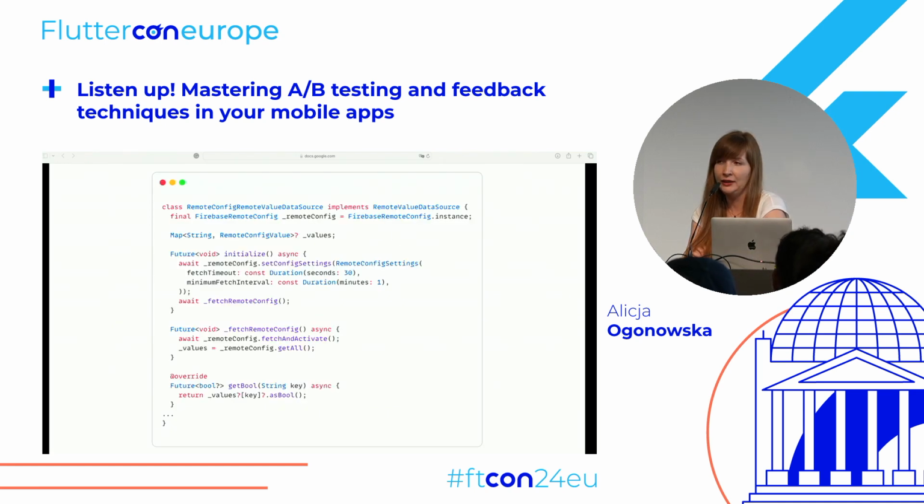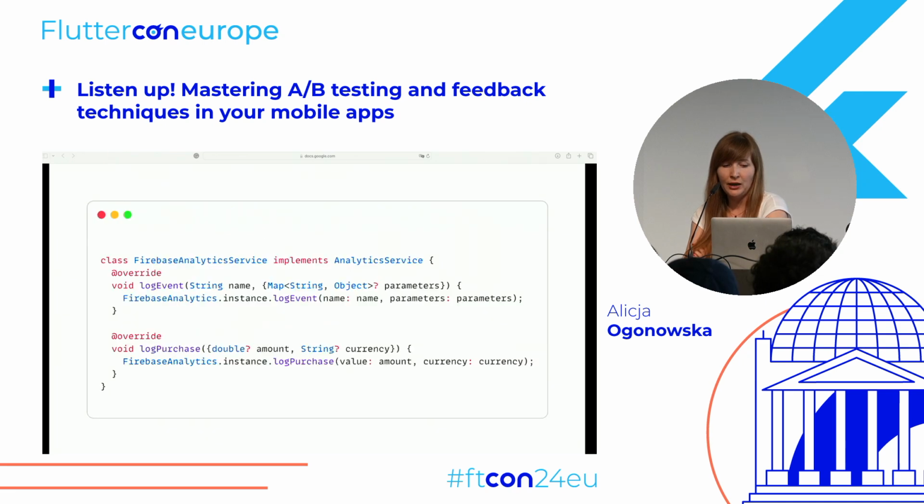And in here, the remote value data source is just a wrapper to get values from remote config. So if you've never used that, you have to fetch all of them and activate them. And after that, you can just read the values from them by key. And for analytics, this is just plain Firebase Analytics, where you log your events.